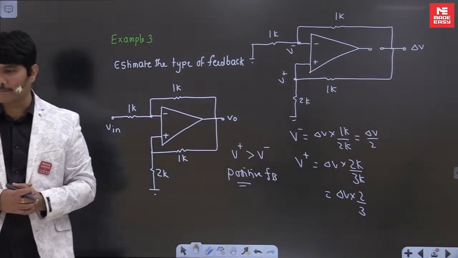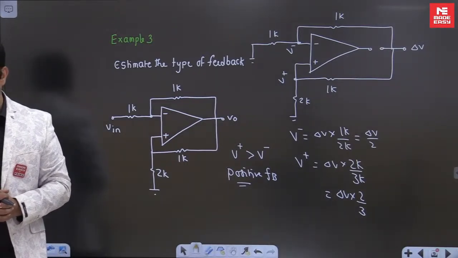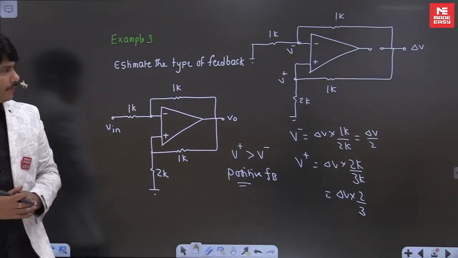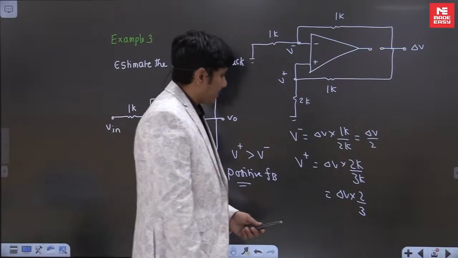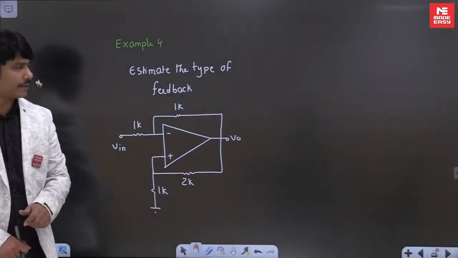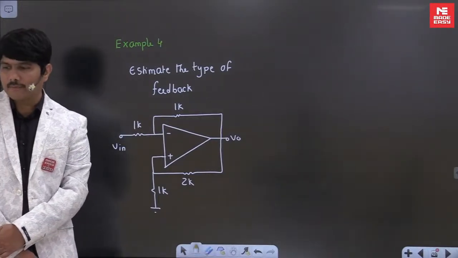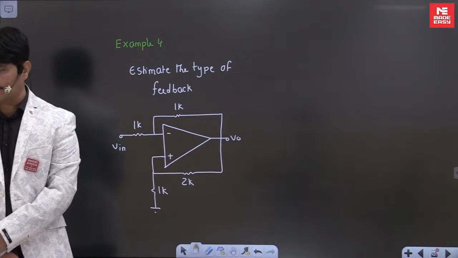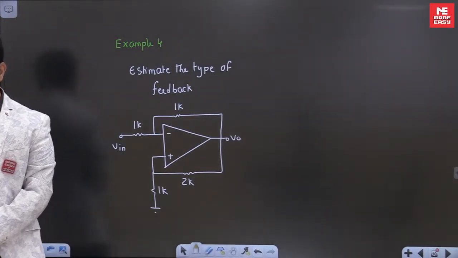Okay, it's a very simple trick. This trick you have to understand very well. A beautiful trick. Anyway, if you understand this concept, the next example is easy. You can do it yourself. Take this example and please check it. What type of feedback is it? Example number 4. I'm giving you very good examples to understand the concepts. Immediately apply the trick.